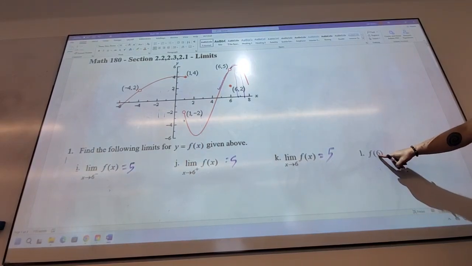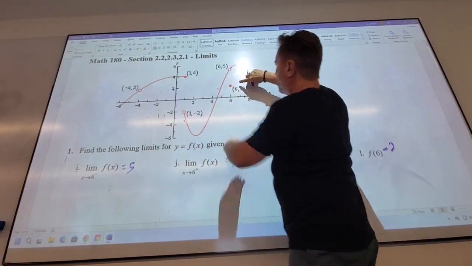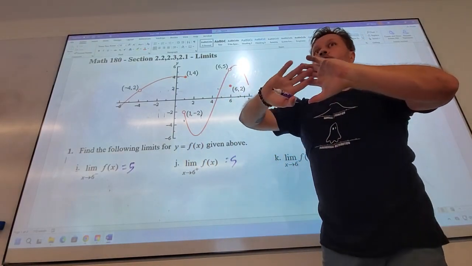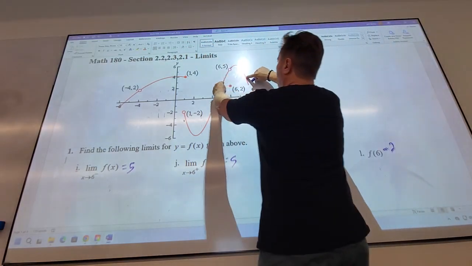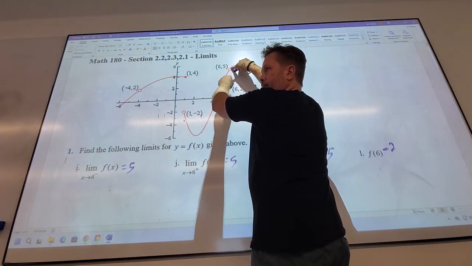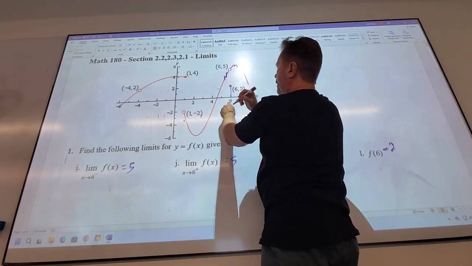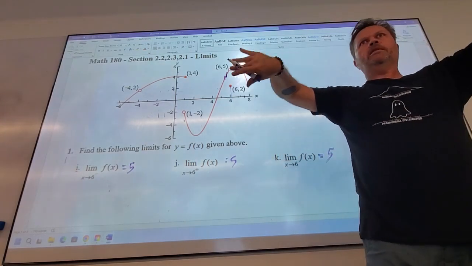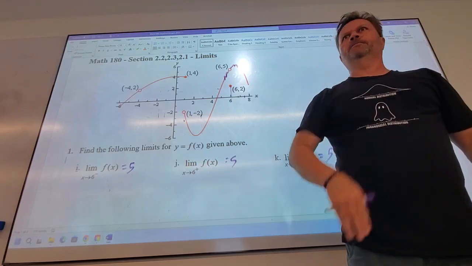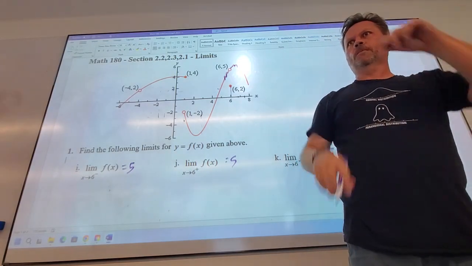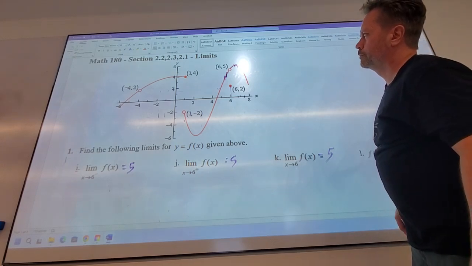And what's f of 6 though? 2. So I appreciate some of you were really confused about whether the limit freaks out because there's a point there. The limit has no clue what's happening at 6. It just looks like we're going to 5, right? And the function value has no clue about that. It only knows what's happening at 6. They are completely separate things. The limit just says, what am I going towards? And the function says, where am I? Different questions.